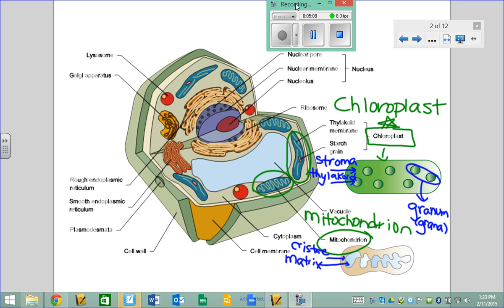So you should be able to recognize in a picture of a cell where those two organelles are, and then individually what the internal pieces of each of the organelles is.